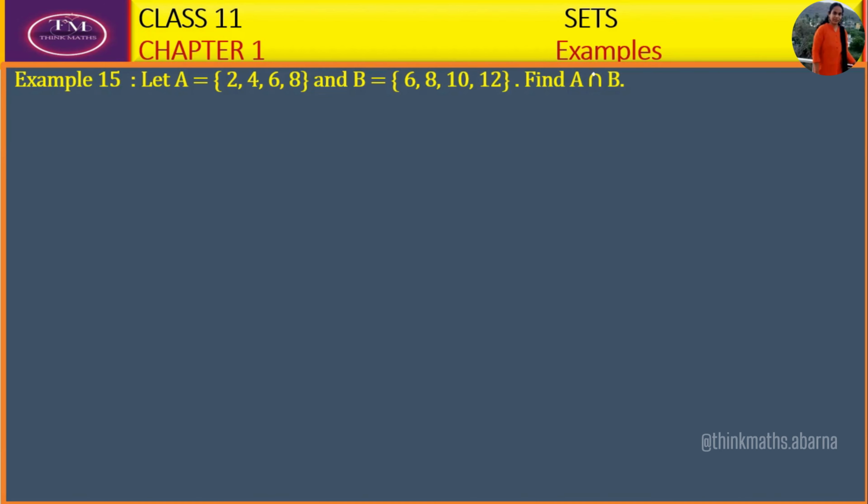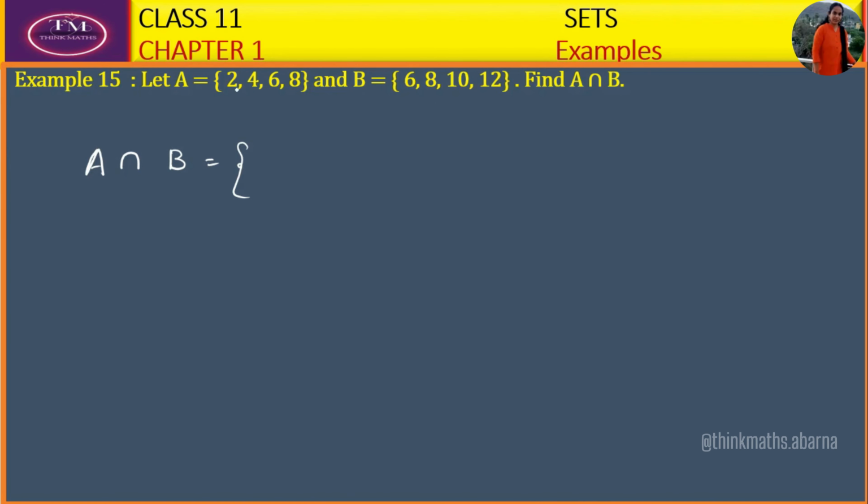So this symbol says intersection. So we have to find A intersection B. What do you mean by intersection? So the elements in both A and B. Here it is "and" B, not "or". Okay. So "and" means you have to take the common elements in A and B.